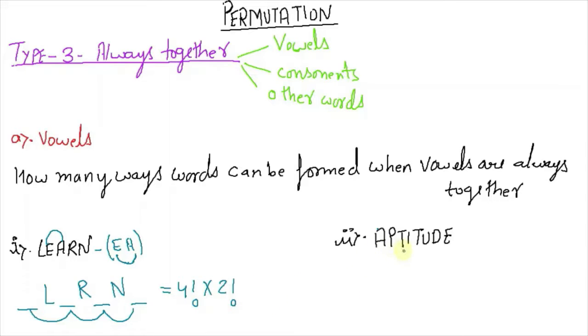Now let's come to another example with a repeated letter. Number of vowels in this word is A, I, U, E. Write them separately.